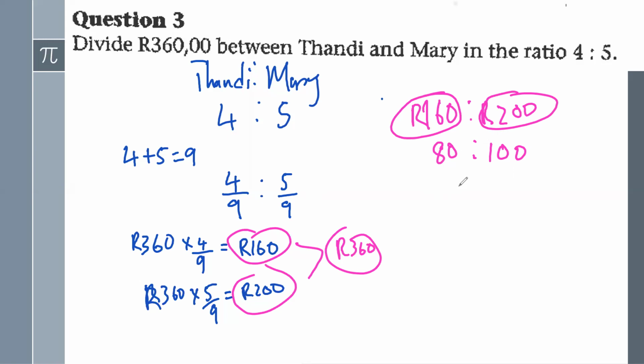So you divide 80 by 20, you're going to get 4. But then when you divide 100 by 20, you're going to get 5. So this thing takes you back right there. This is just something to confirm to you whether you have been doing the right thing or not.